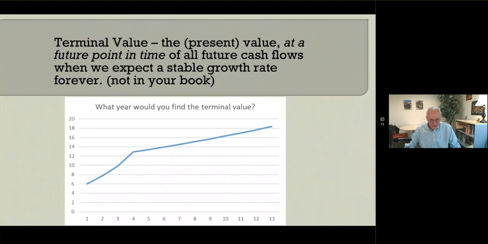Okay? So the terminal value, once again, is the future point in time where all cash flows we expect are at a stable growth rate. It's not in your book, but if you're a finance major in particular, you will have this term in other classes. So that would be the terminal value right there. That's the point at which we change from really steep or supernormal growth to this point, which is the constant growth right here. Okay, that's it.